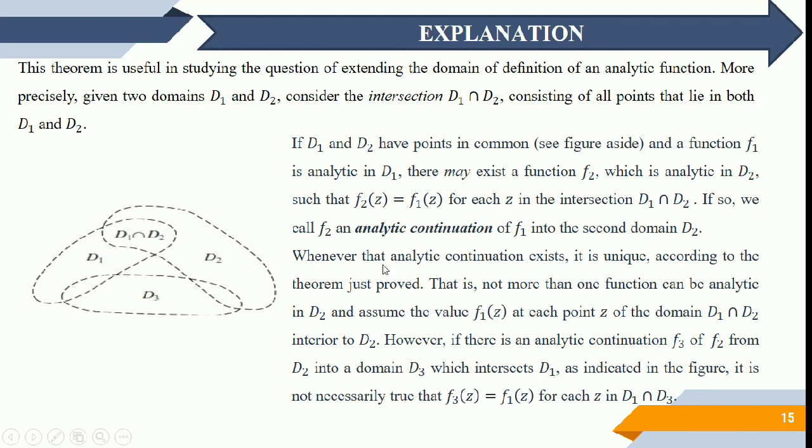Whenever that analytic continuation exists, it is unique, according to the theorem just proved. That is, not more than one function can be analytic in D2 and assume the value f1(z) at each point z of the domain D1 intersection D2 interior to D2. However, if there is an analytic continuation f3 of f2 from D2 into a domain D3 which intersects D1, as indicated in the figure, it is not necessarily true that f3(z) equals f1(z) for each z in D1 intersection D3.